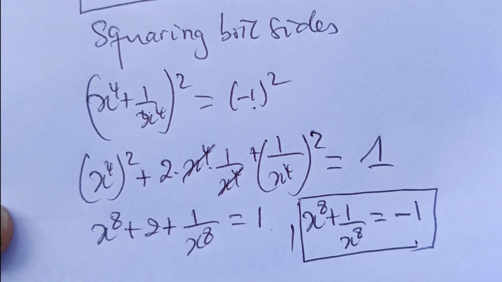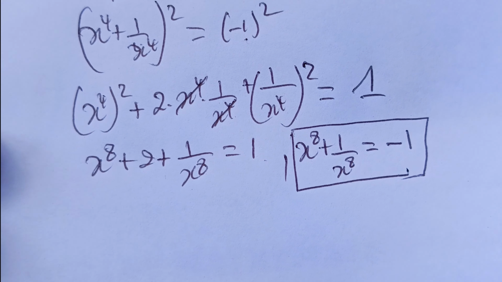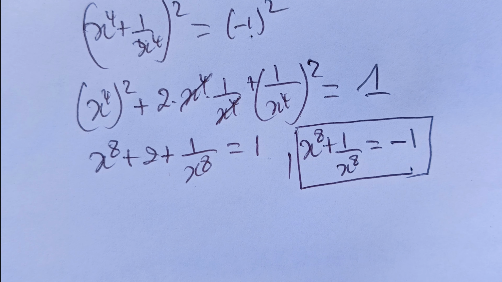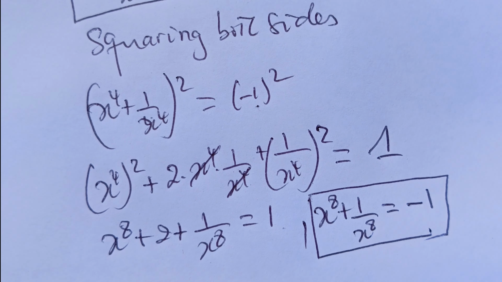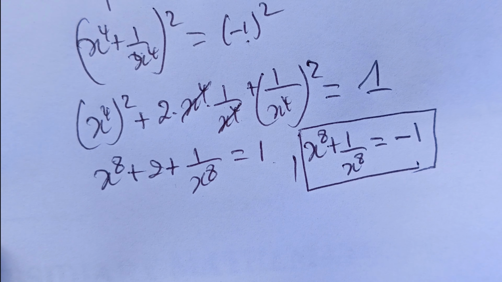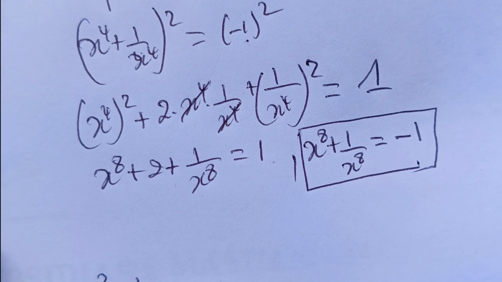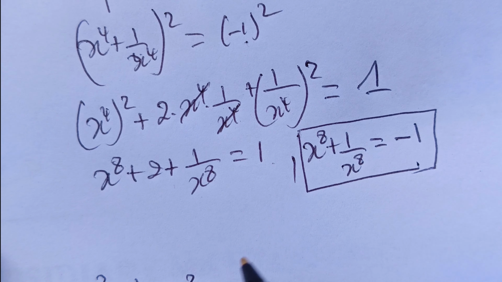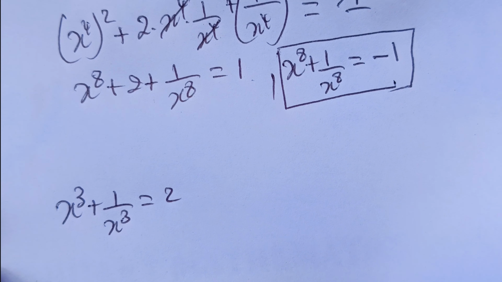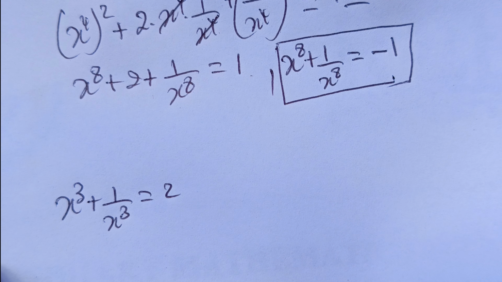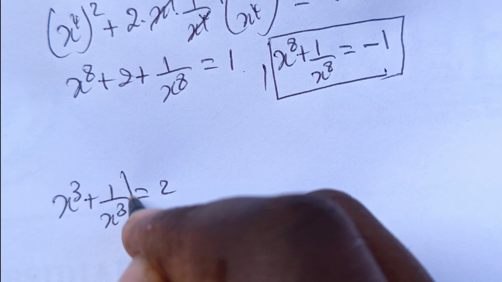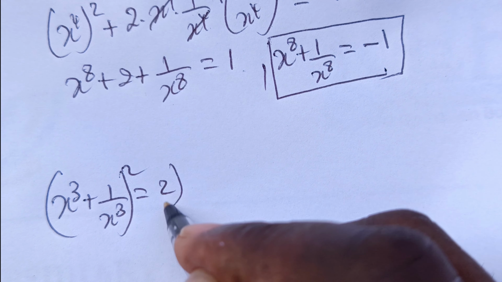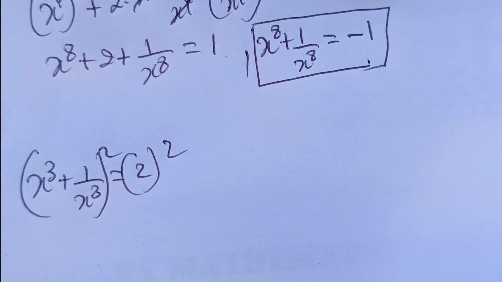Okay, and also I need to square x^3 plus its reciprocal. We have seen that x^3 plus its reciprocal was 2. What will happen if we square both sides? What will happen if we square here and here?